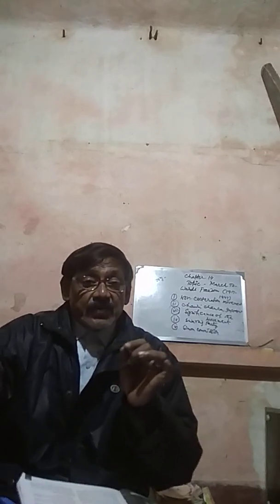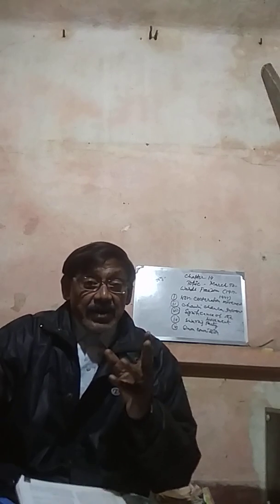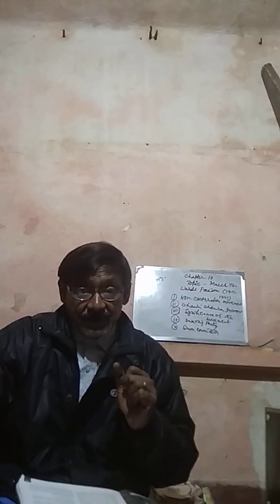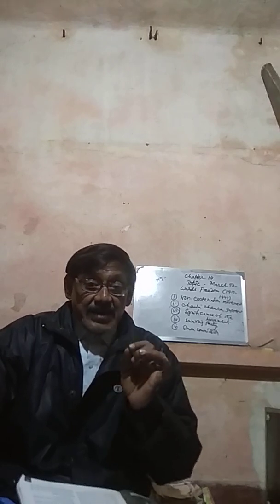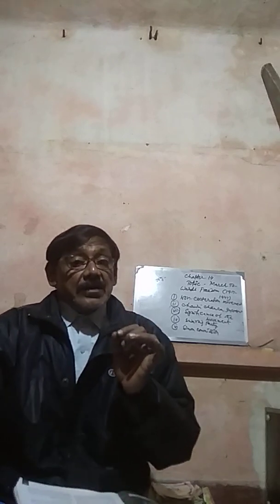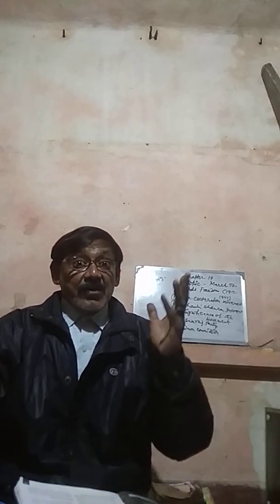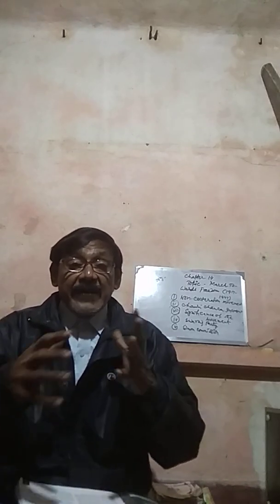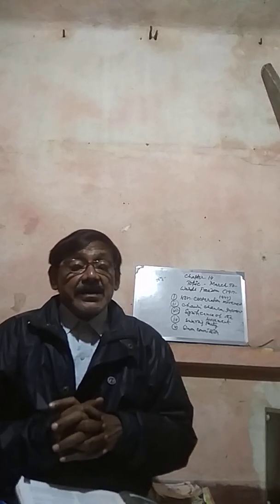Pandit Jawaharlal Nehru's father, Motilal Nehru, was an eminent lawyer of Allahabad High Court, and his bosom friend, Deshbandhu Chittaranjan Das of Calcutta, was also an eminent lawyer of Calcutta High Court. So both of the two friends set up the Swaraj Party in the year 1923.